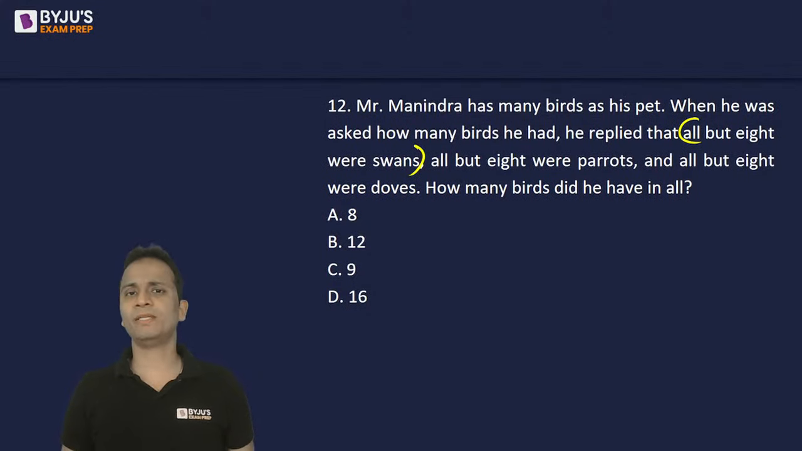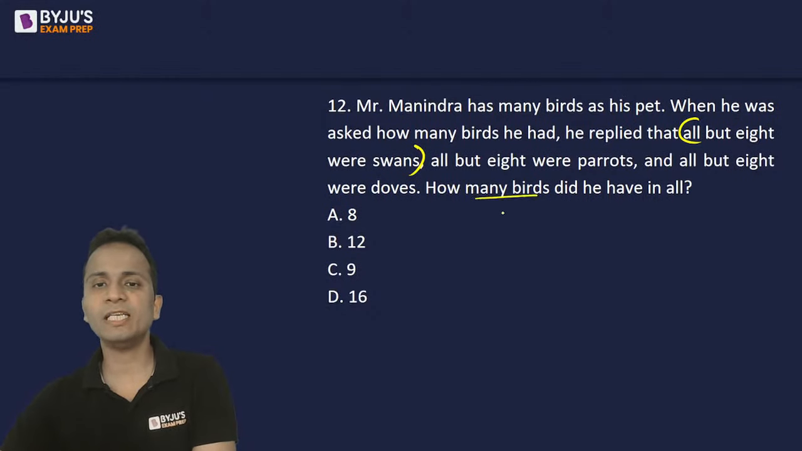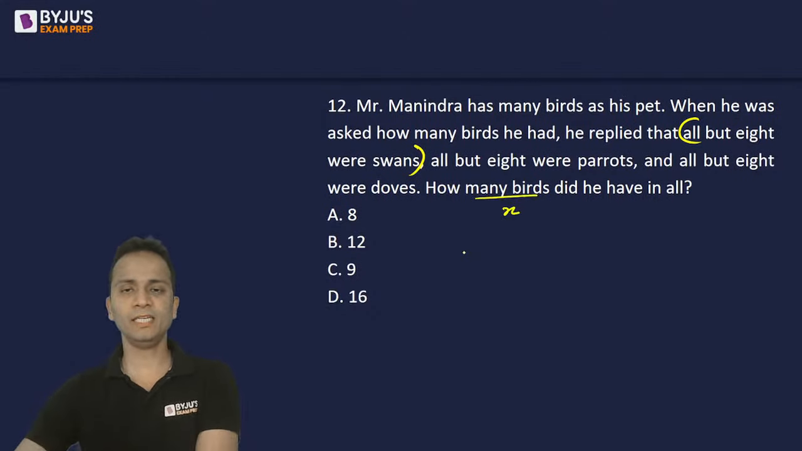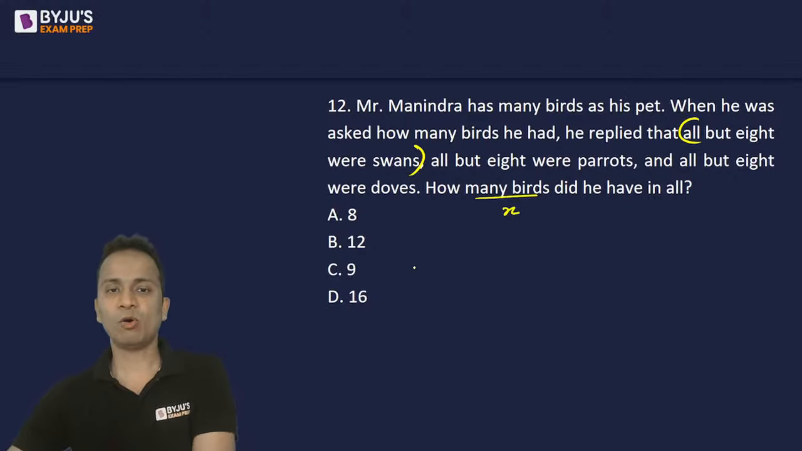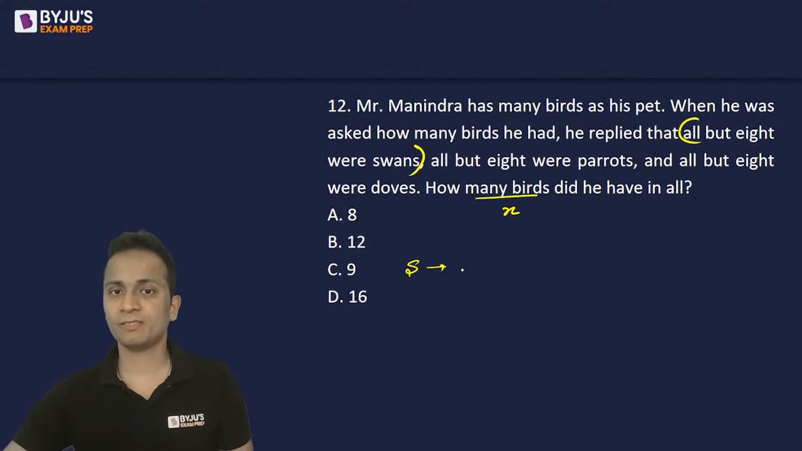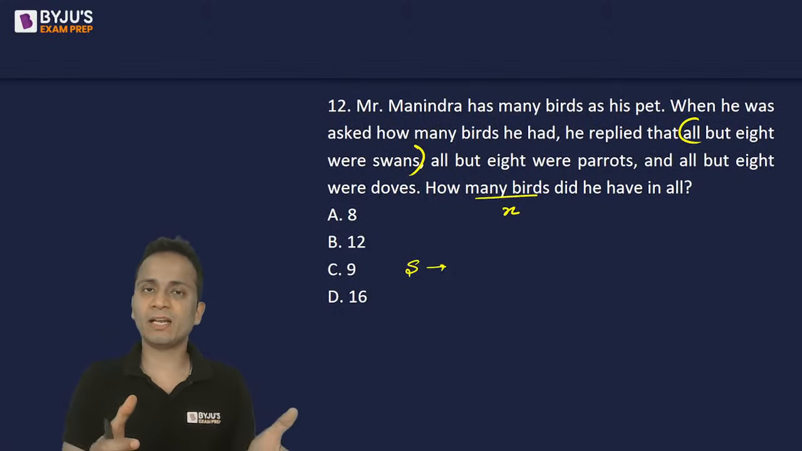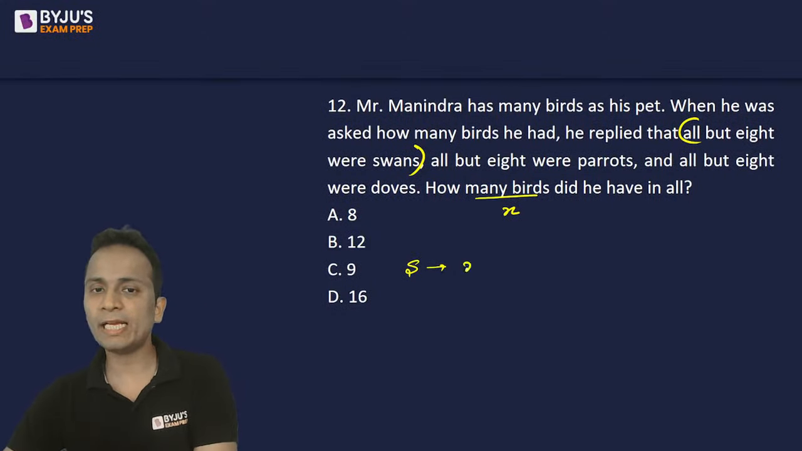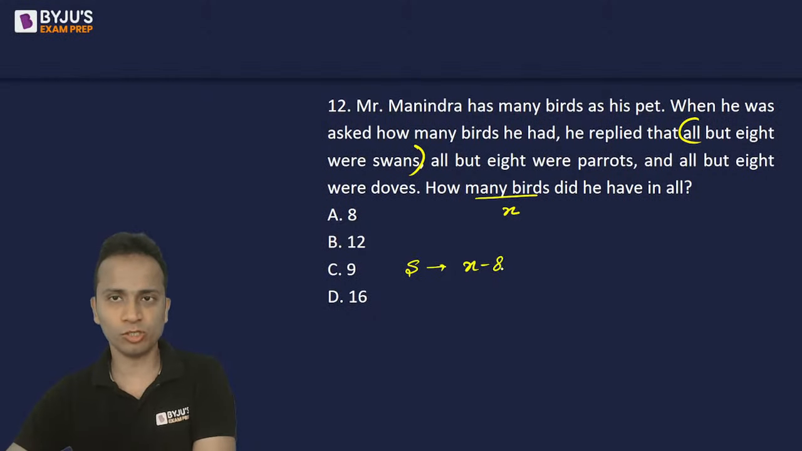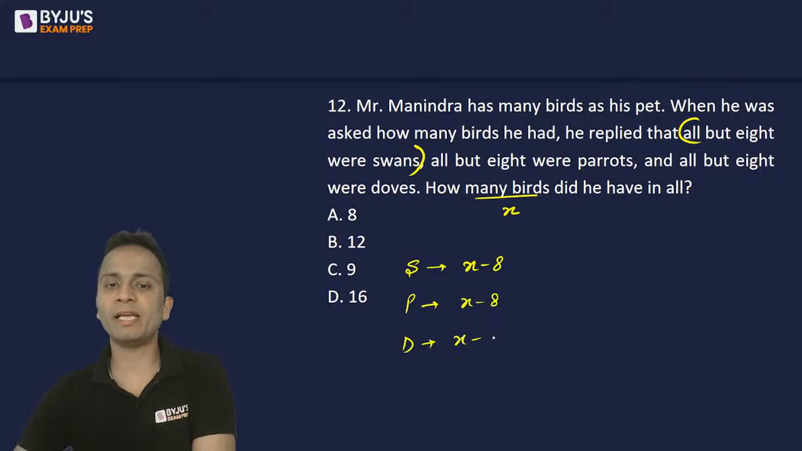Now, how to solve this one? Very simple mathematical way. Let's say the total number of birds that he has is X. What will be the number of swans? Number of swans is all but 8, so that means 8 ko exclude kar dete hai and the remaining will be swans. So X minus 8 are swans. Similarly, number of parrots is X minus 8 and number of doves is also X minus 8. So these are the total number of birds.